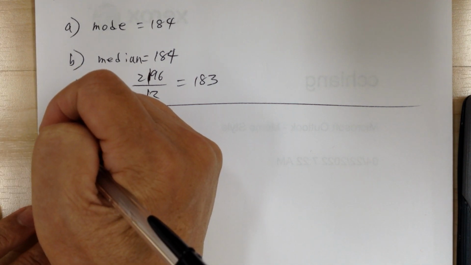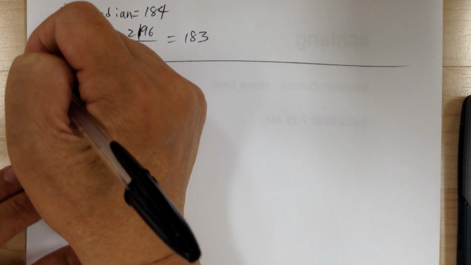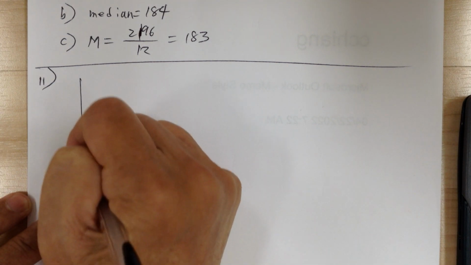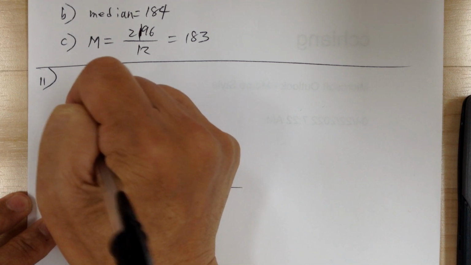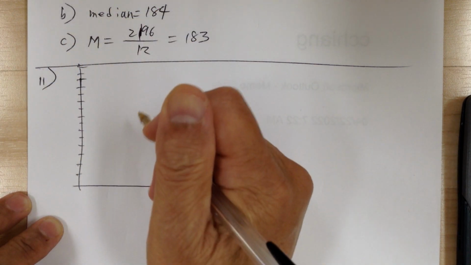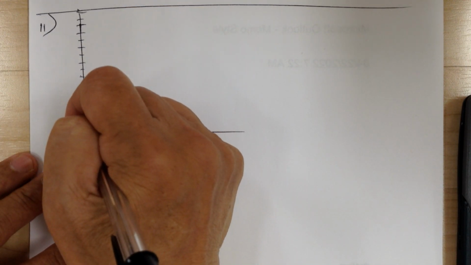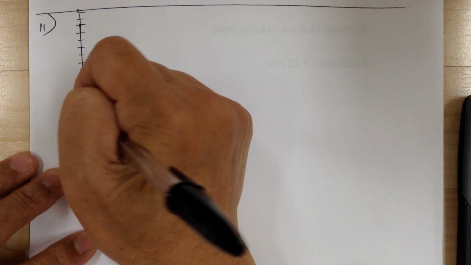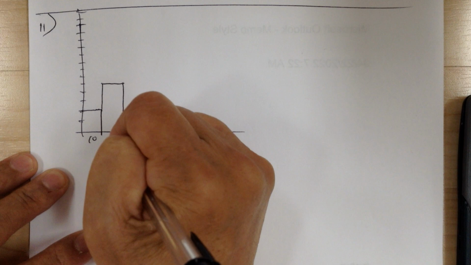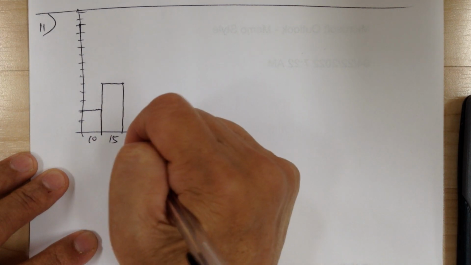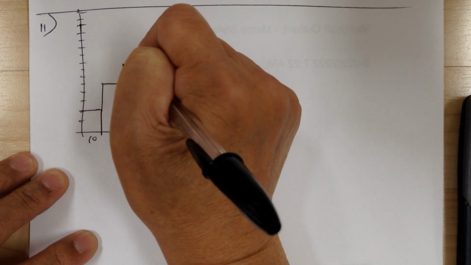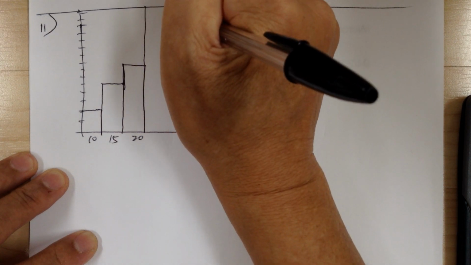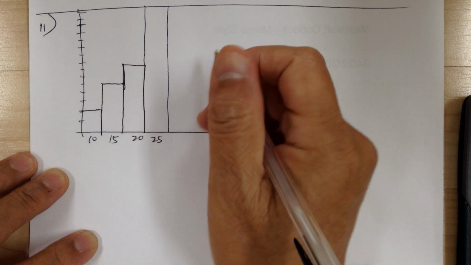Okay, number 11. It says, draw the histogram for the frequency distribution of the quiz score shown on the right. So to make the table, you're going to go from 2 through 10. Up here, the first one, the score of 10 is 2. So this is 10, and the 15 is 5. So the score of 15 is 5 high, and then 20 is 8. And then the 25 is 15. And then 30 is 10.